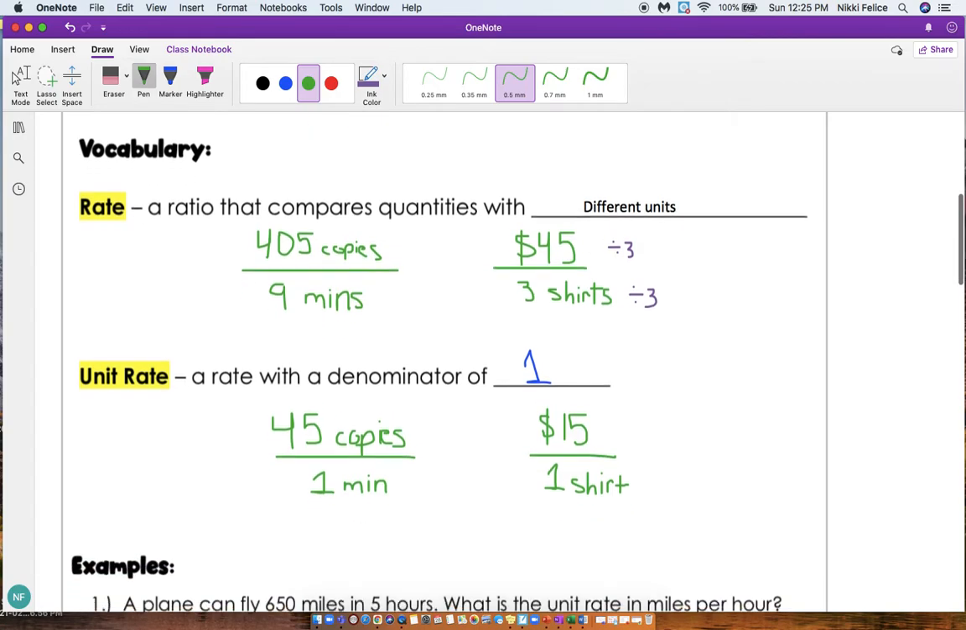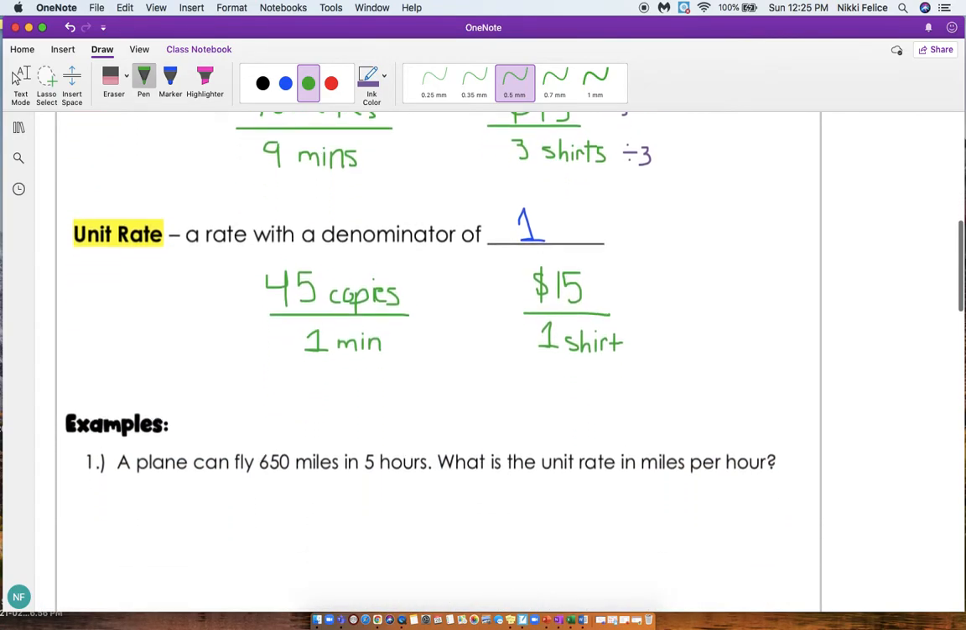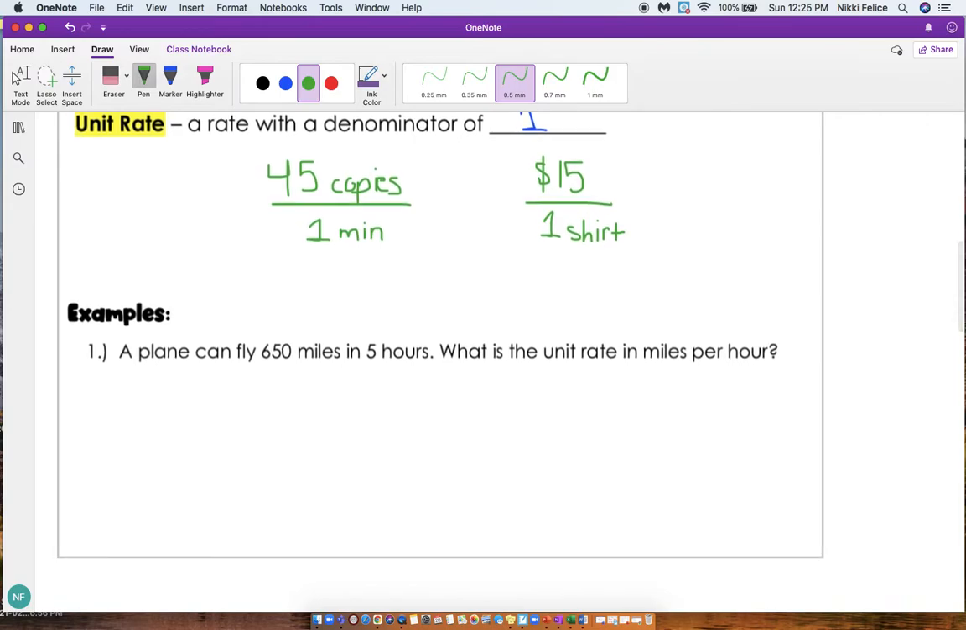Let's try an example with a unit rate. This problem here says that a plane can fly 650 miles in 5 hours. What is the unit rate in miles per hour? Miles per hour means that when I set up my rate, I want the unit miles in the numerator per hour on the bottom.